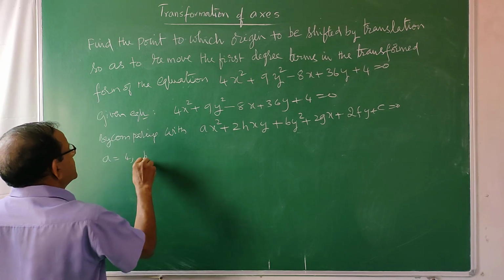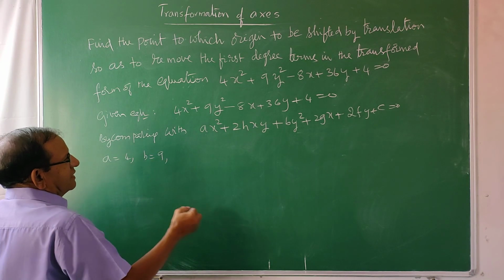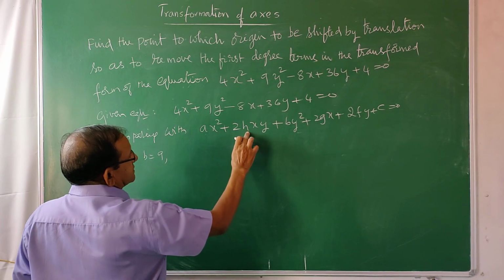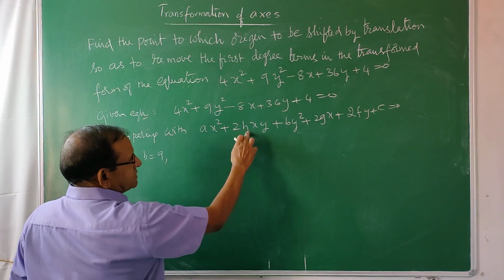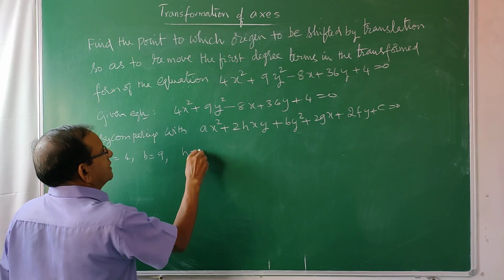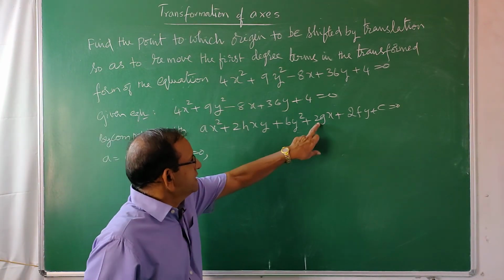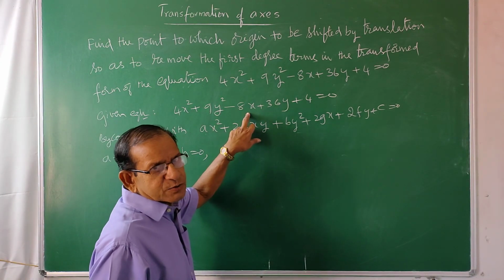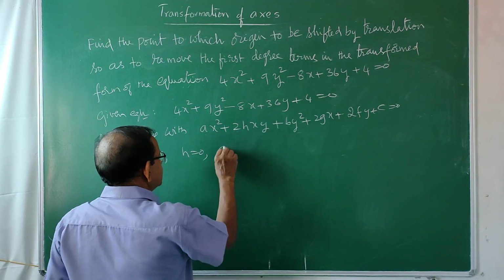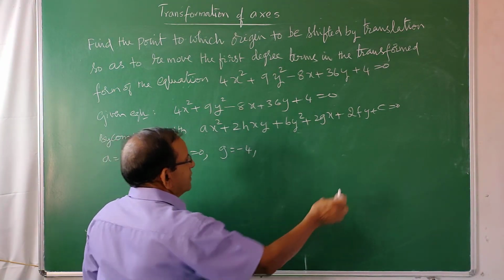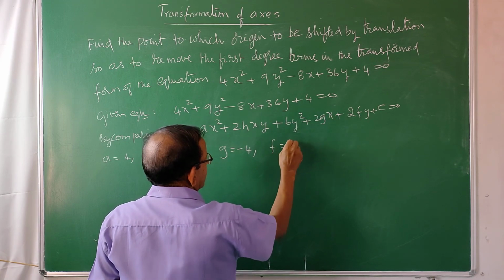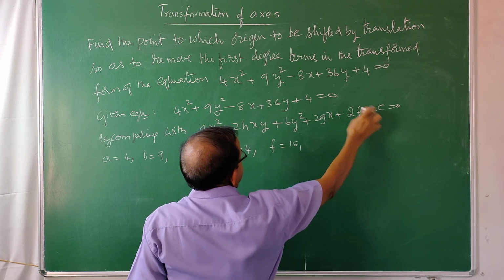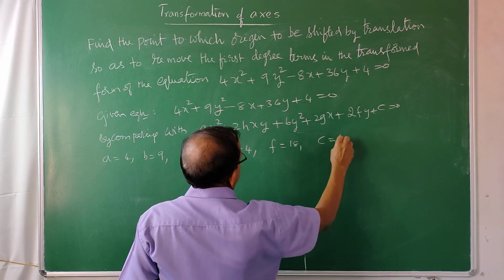So b is equal to 9. And the xy coefficient, this is 2h, there is no xy term, so its coefficient is 0. So 2h is 0 means h is 0. Next, 2gx is minus 8x, so 2g is minus 8, which means g is equal to minus 4. 2fy is plus 36y, so f is 18. Here the constant is c, there it is 4, so c is equal to 4.